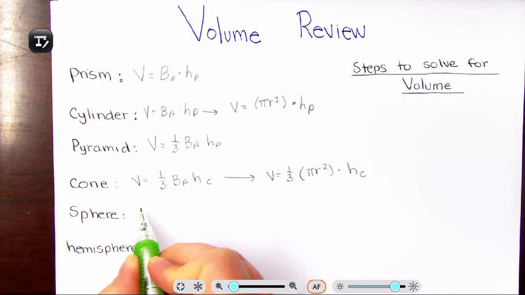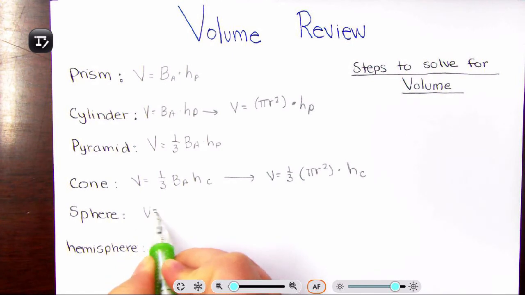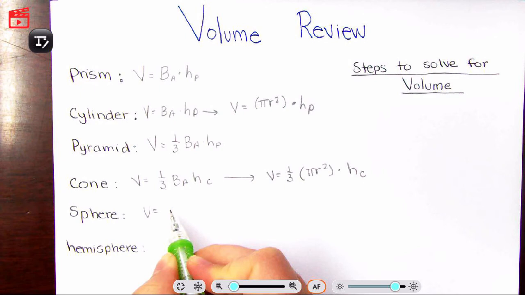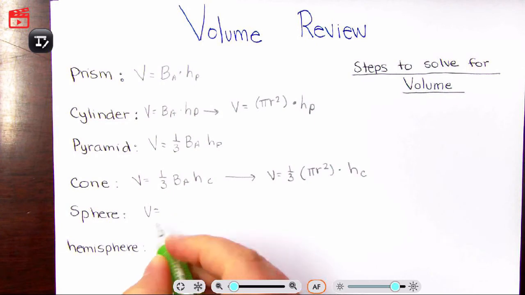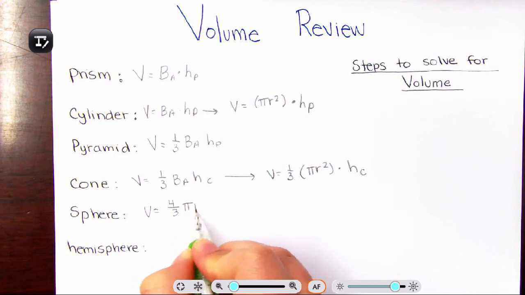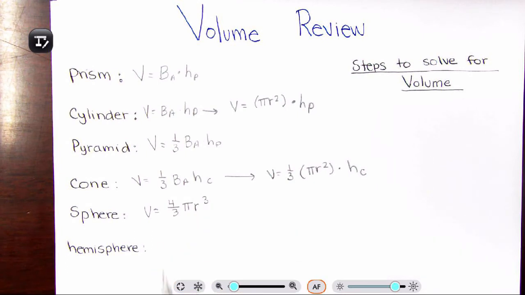Sphere formula is... where is it? There it is. I'm looking at my cheat sheet here just to make sure that I'm giving you the right formula, and I almost gave you the wrong one. 4/3 pi r cubed. And then for the hemisphere, all I'm recommending is multiply by 1/2, or divide by 2, the formula for your sphere.